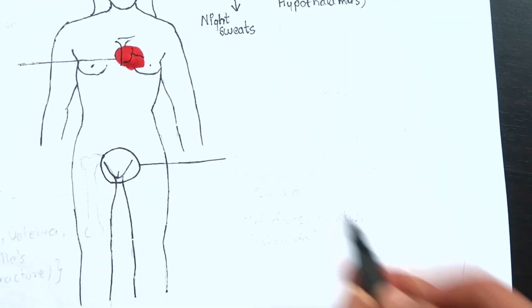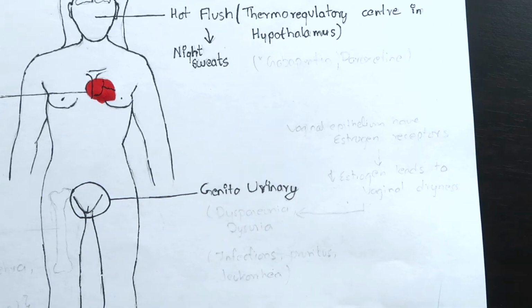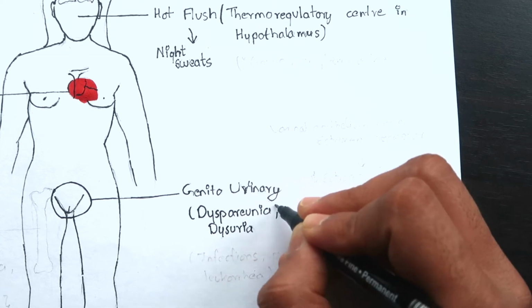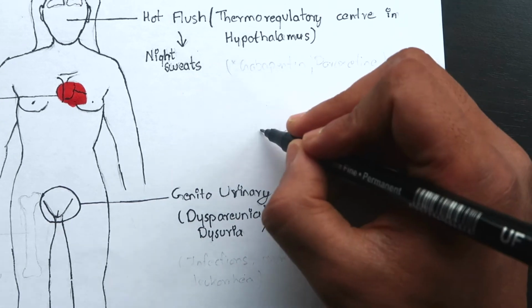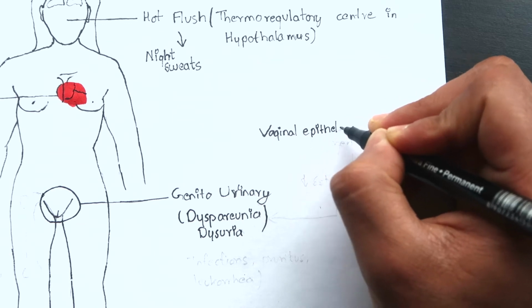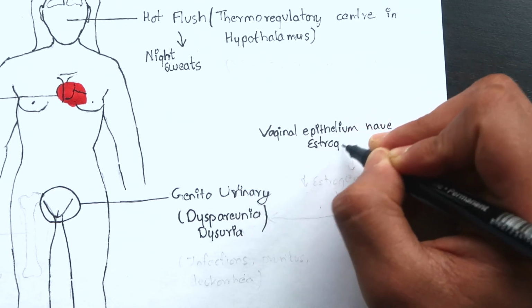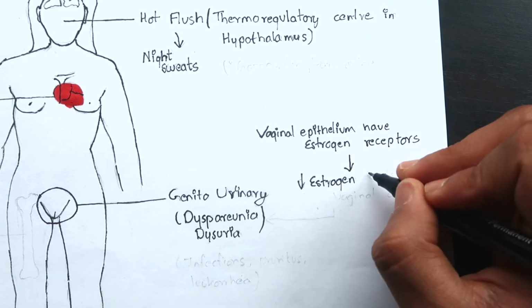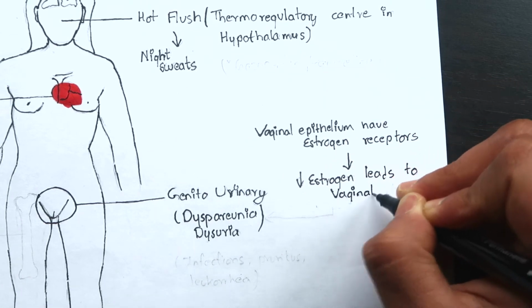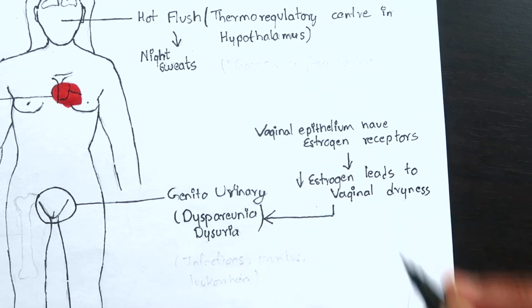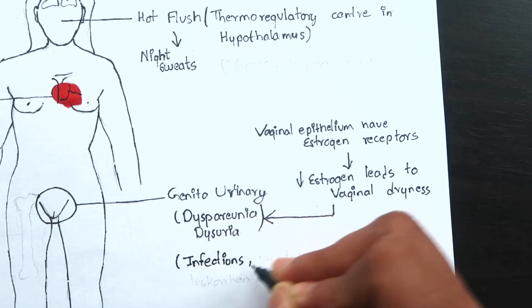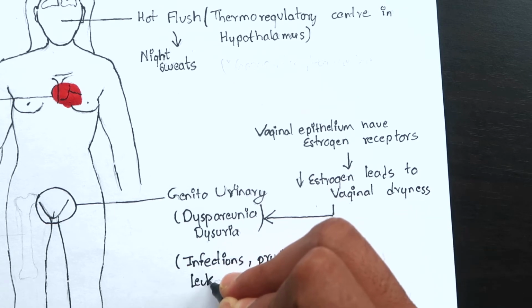Now on to the genitourinary symptoms. There can be dyspareunia, that is painful sexual intercourse, and dysuria. This is because vaginal mucous membranes have estrogen receptors. Estrogen maintains the epithelium of the vagina. Fall in estrogen leads to atrophic changes of the epithelium, causing vaginal dryness and hence dyspareunia. Other symptoms such as vaginal infections, pruritus, and leukorrhea are also common.